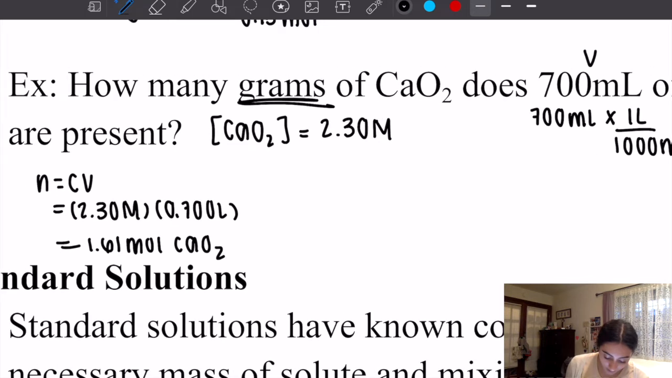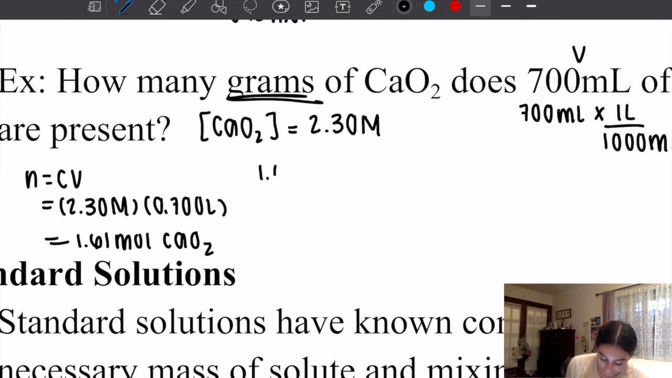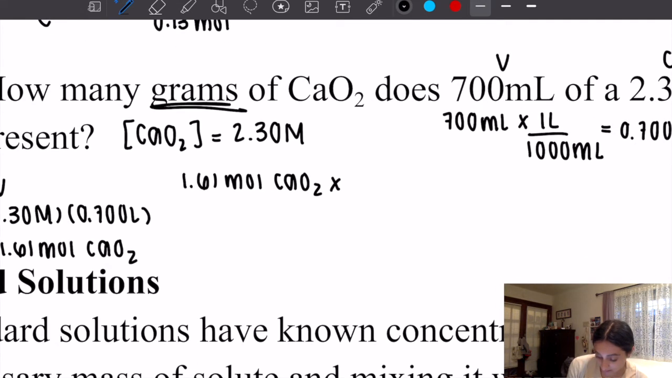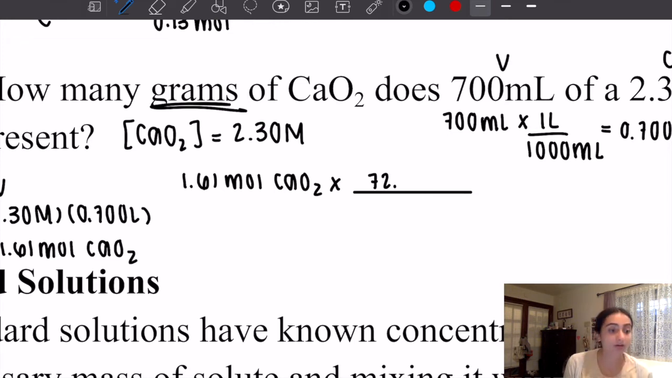CaO2. Now we want to calculate mass. So I am going to do 1.61 mole CaO2, and we know how to do this step. I'm just going to multiply by molar mass, but I first need to figure that out. So the molar mass is 40.08 plus 2 times 16 is 72.08 grams per mole.